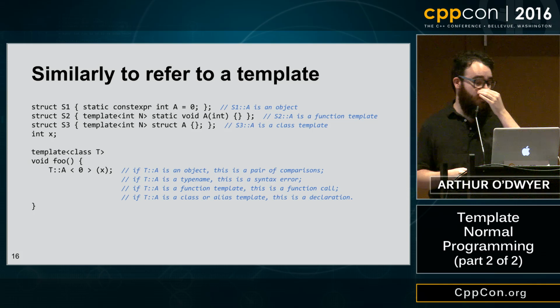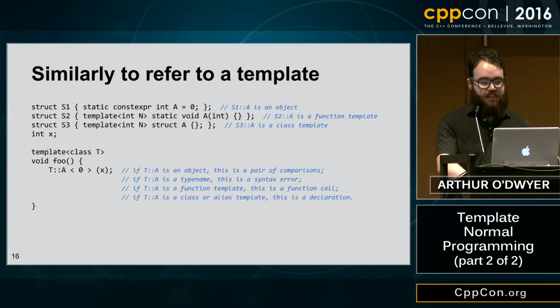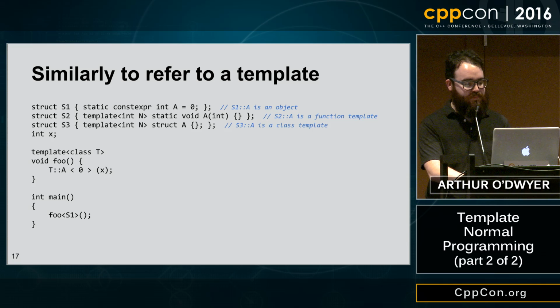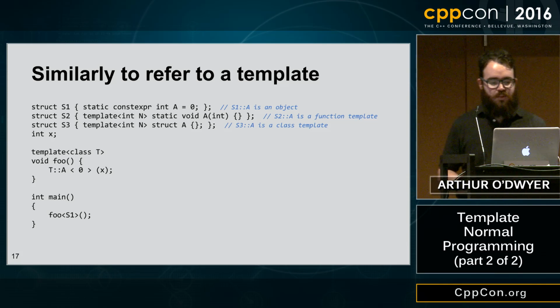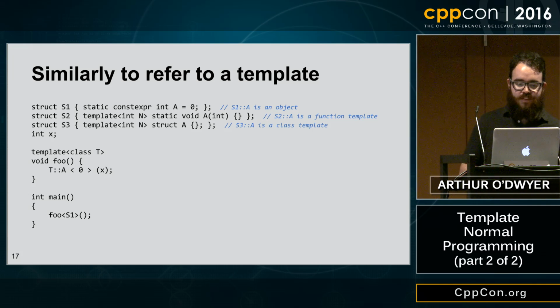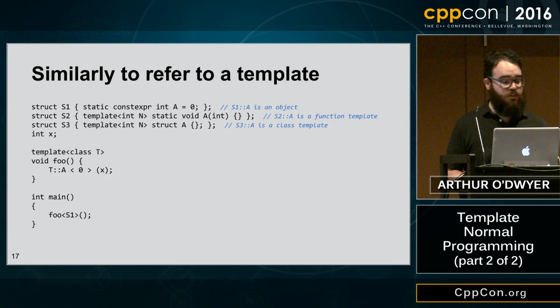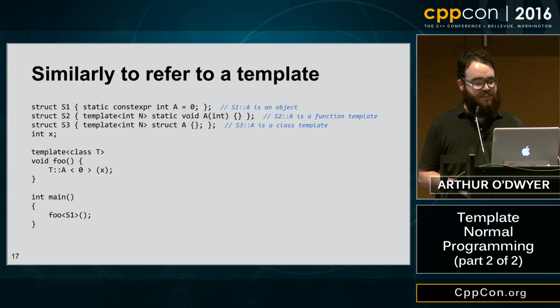Similarly, we have things to refer to a template. Let's say I had these three, S1, S2, S3. And I try to do this. Does this work? Give you a moment to digest this a little bit. S1::A is an int with value 0. 0 less than 0, greater than X. Discard the result. Okay, sure, that works great.